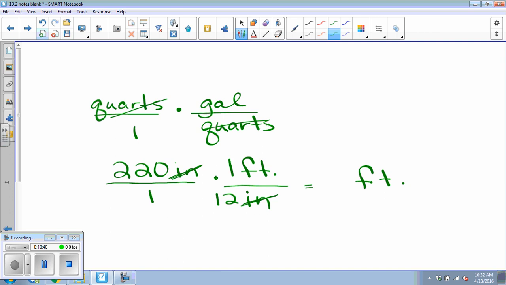Tell me, do 220 divided by 12. I should have finished the problem. 18.33. Okay, so this is 18.3 feet. You know to divide by 12, but you probably don't remember that you're doing that because you're canceling those units. So the inches cancel, leaving me with just feet. Yes.